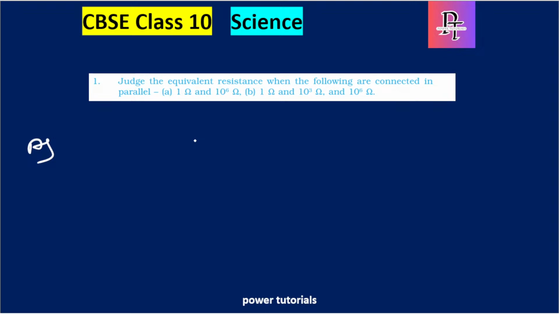Rojalyn Patnaik, I'm sorry if I'm spelling your name wrong. So the question is, find the equivalent resistance when the following are connected in parallel: 1 ohm, 10 power 6 ohms; 1 ohm, 10 power 3 ohms, and 10 power 6 ohms. Okay, the first one is connected in parallel. We have two resistors, one, and the second one is 10 power 6.